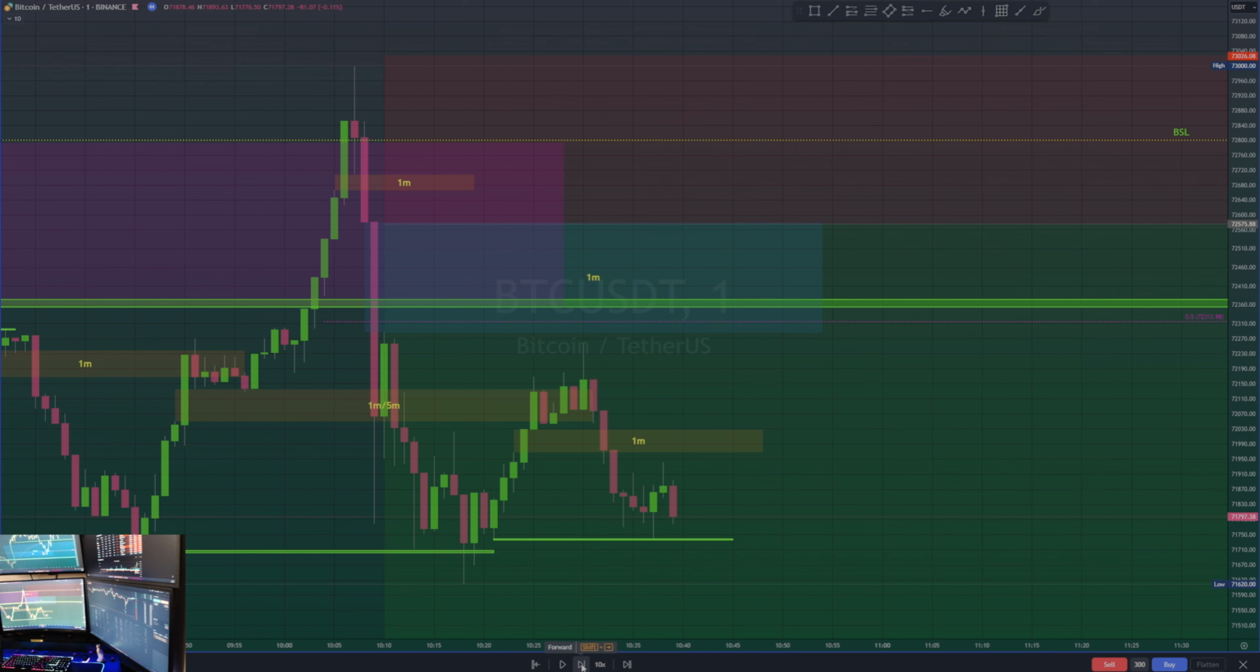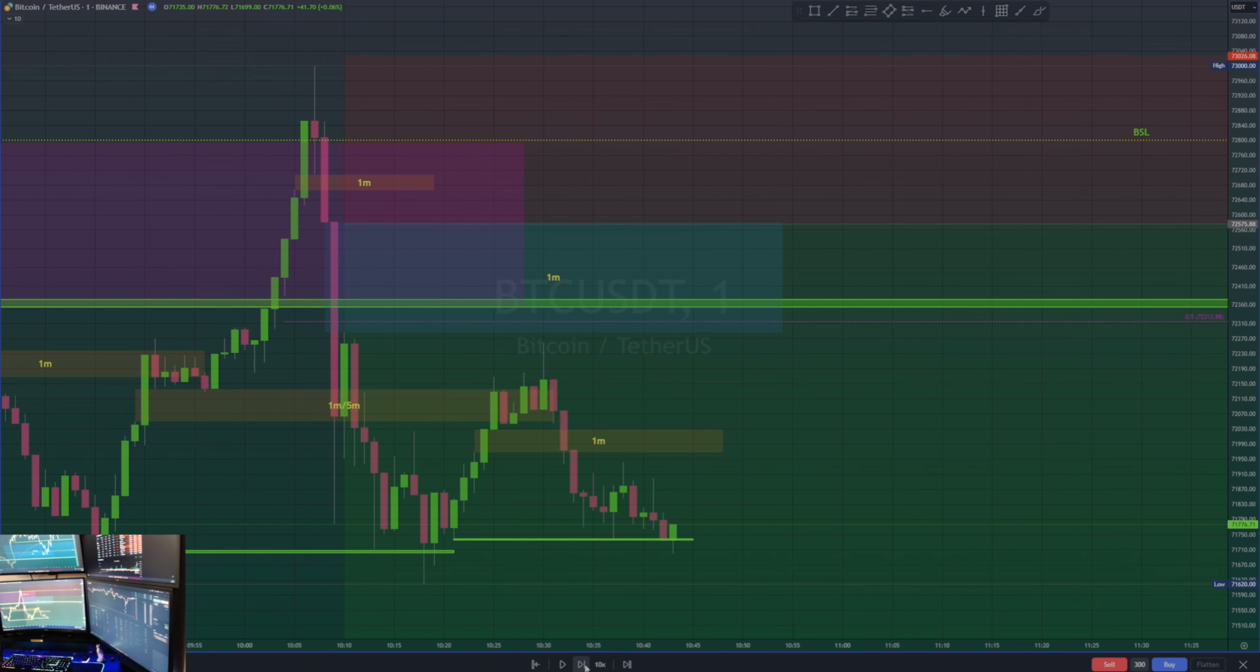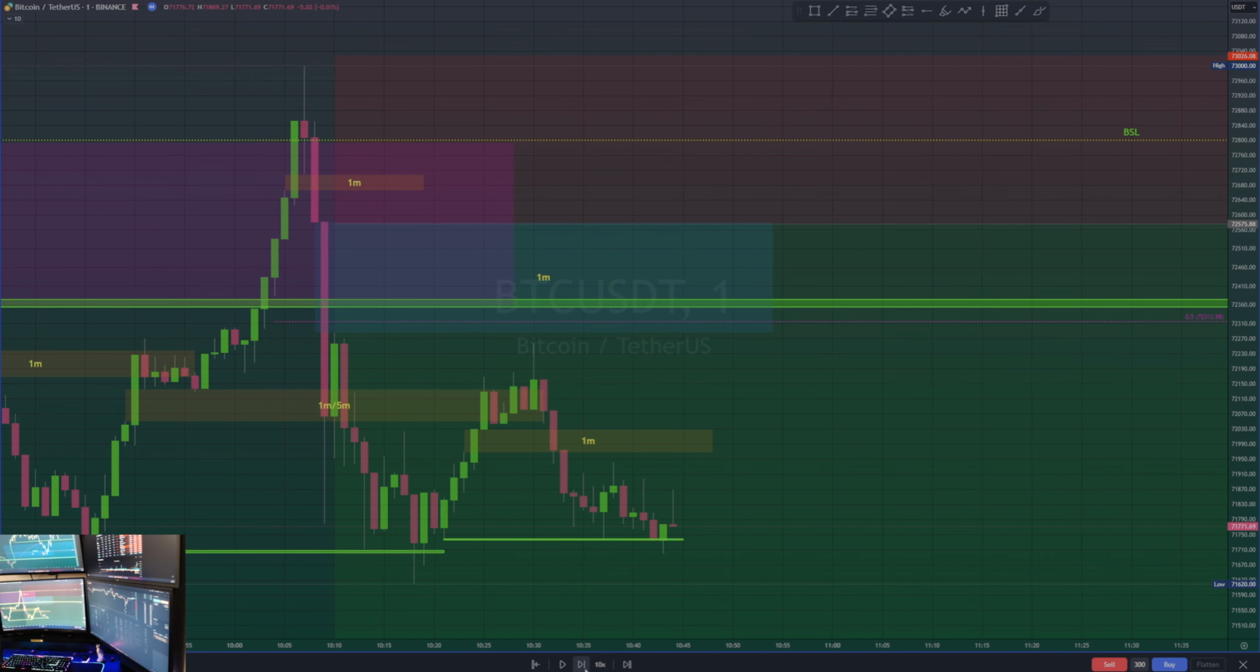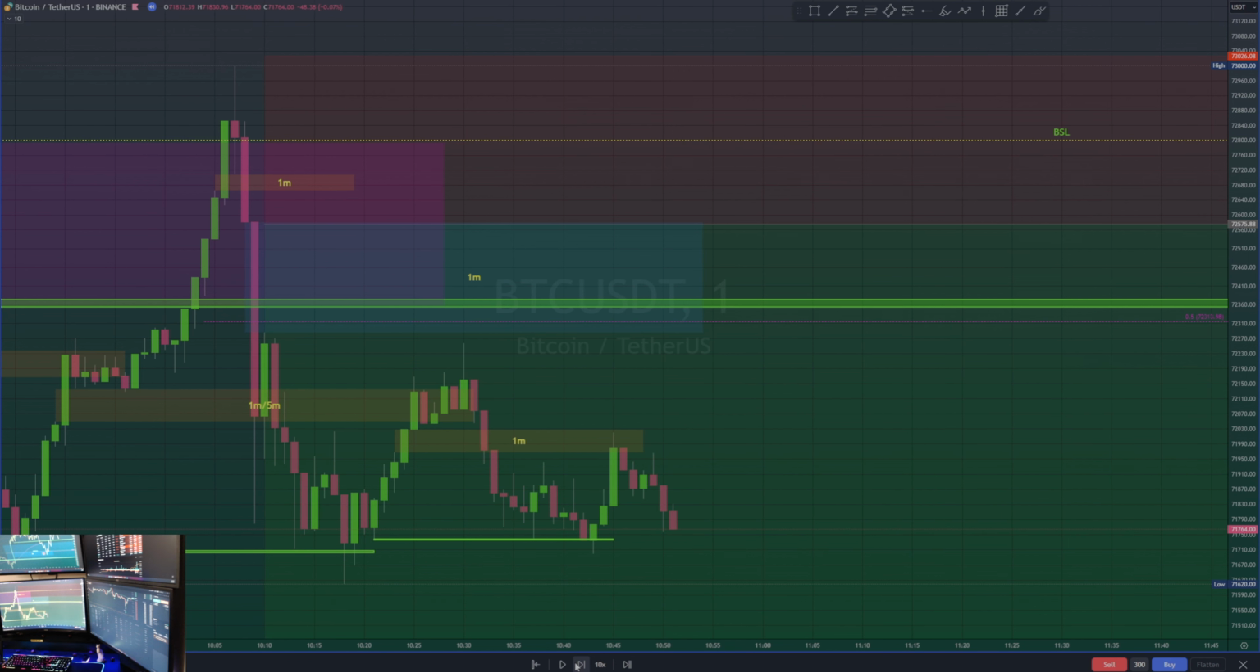Here, I expected again to see some kind of a bounce if we dip a little bit below them. And here is the small bounce, which continued a little bit further up all the way to this 1 minute inversion fair value gap, and we got another sell-off.